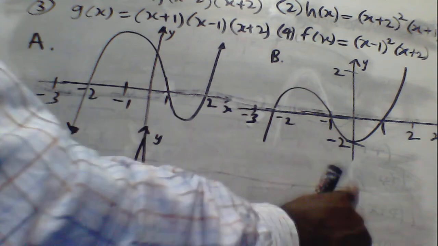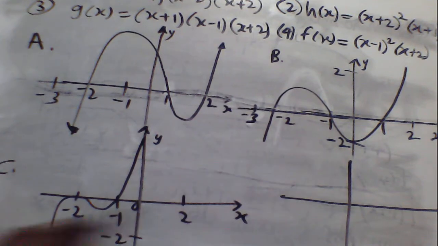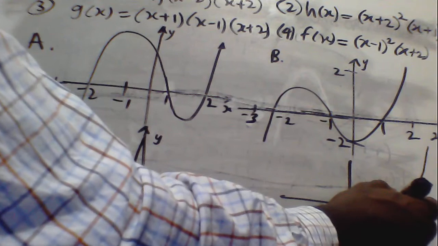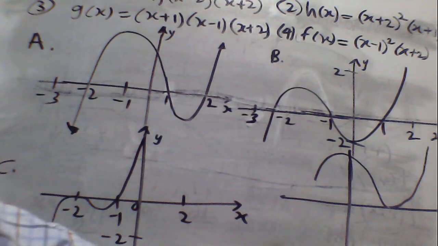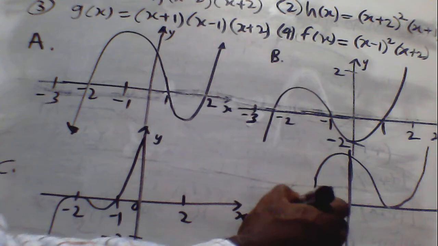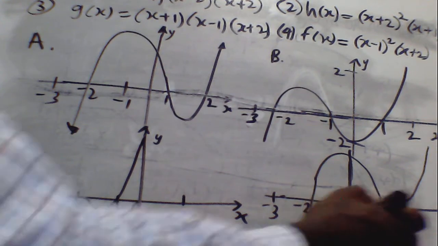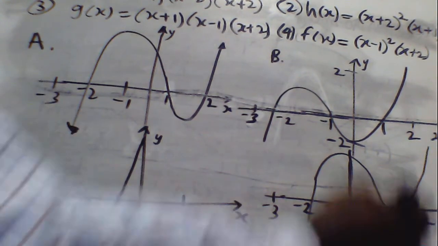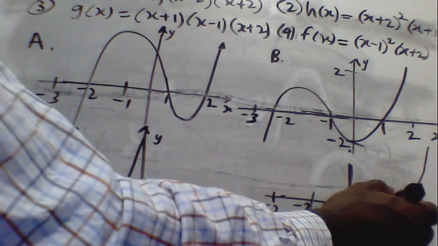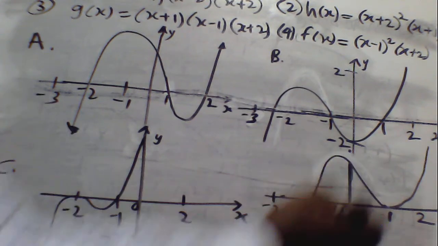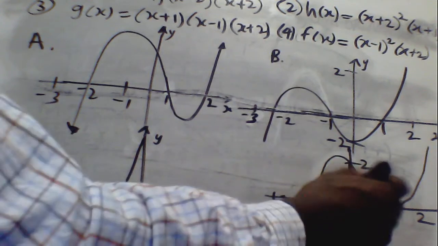And lastly, you have a graph that looks like this. Here is minus 2, minus 3. Here is minus 1. Here is 1. Here is 2. There is an intercept. Very clearly, this is an intercept. The intercepts here are 2, and here is 1.